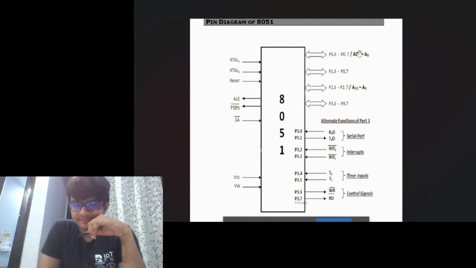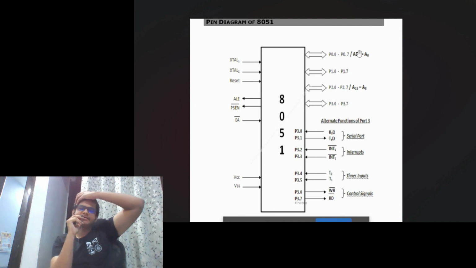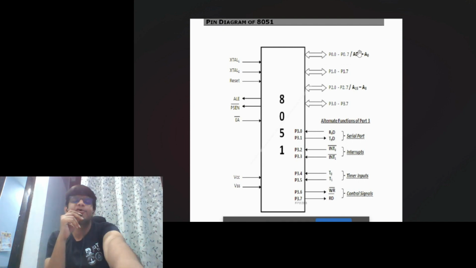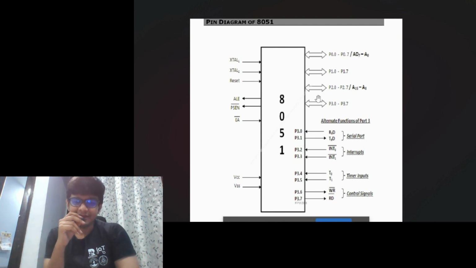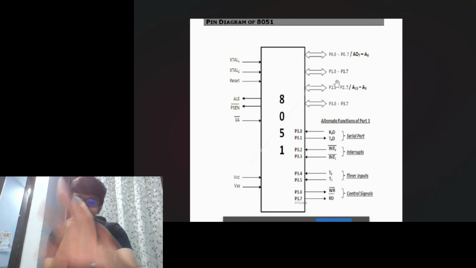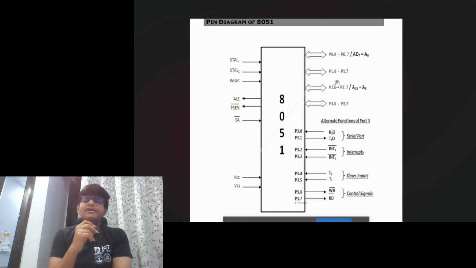Start with port one. Port zero, I will start with port zero. Okay, port one is the basic port, that's why I urged to start with it. So which port should I start with? Let's take port one as an example.